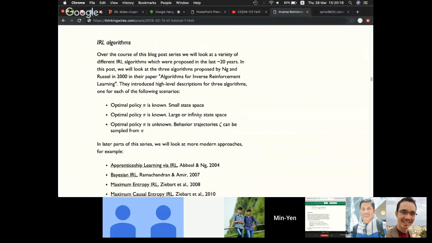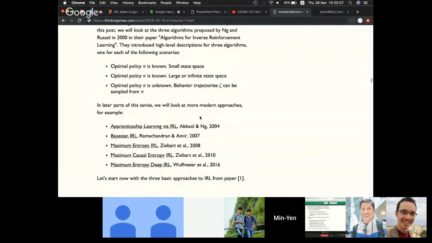So we're going to look at some of the blog posts with respect to the free algorithms that have been proposed that Ju also mentioned. There are three different things going on. The first is when you have a tabular representation, so there's a small state space and we can actually write out all of the marginals. We have an optimal policy, which is already known, and we're trying to reverse engineer the reward function.